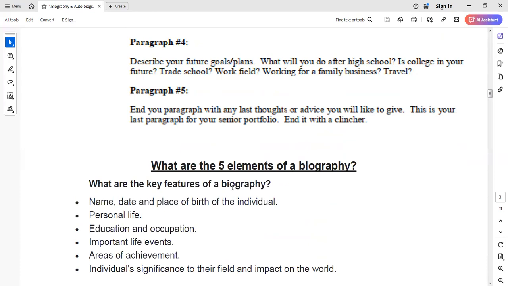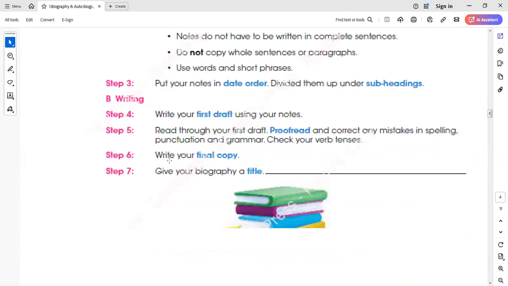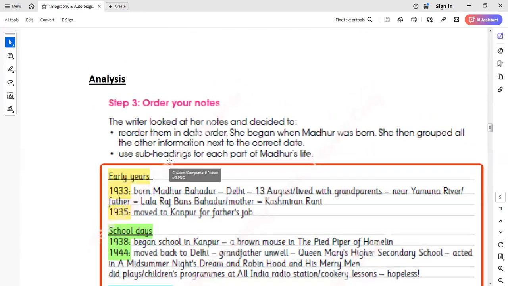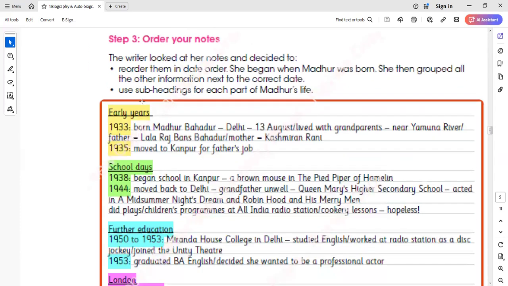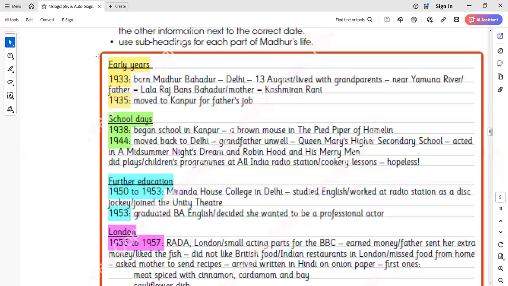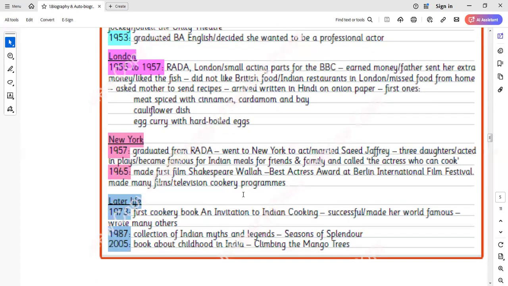Paragraphing is very, very important because each paragraph will include a certain idea. Now, we have many samples, but before we come to the samples, we just need to refer to the division, how you divide your writing into years, for example, or ages, or phases. As you can see here, he talked about early years, school days, further education, and so on.